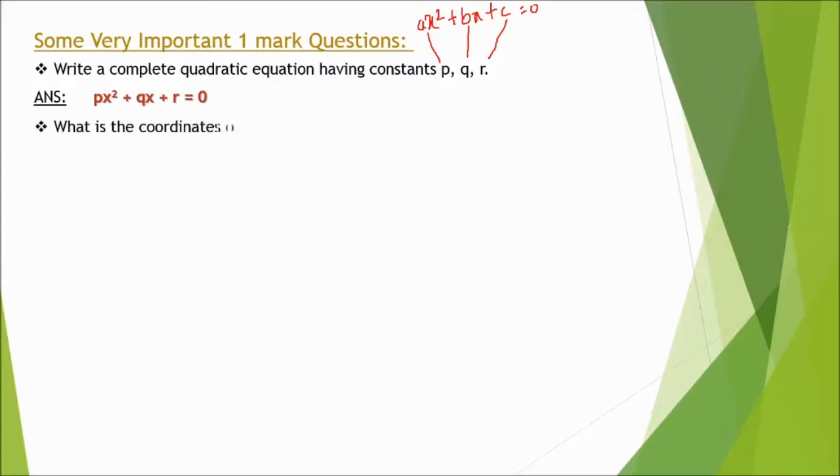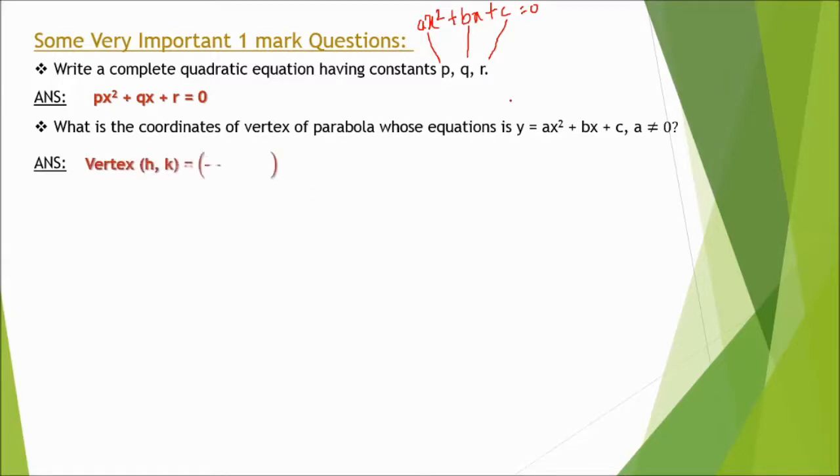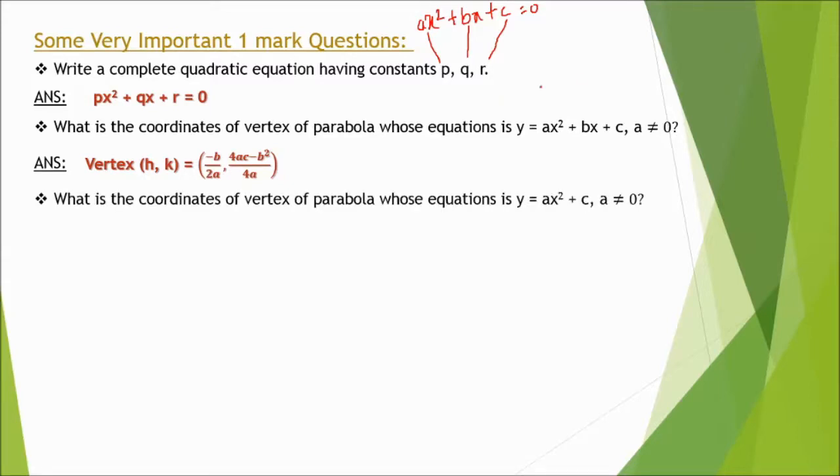Now the second question: what are the coordinates of the vertex of the parabola whose equation is this? In a short question, you have to write directly the formula: the vertex is h comma k, which is minus b by 2a, comma 4ac minus b square by 4a. This is the answer. Next question: what is the coordinate of the vertex of the parabola whose equation is this? Now b is missing, that means it is 0 comma c. If you have understood the characteristics, you can directly write vertex is equal to 0 comma c. All these answers are from characteristics.